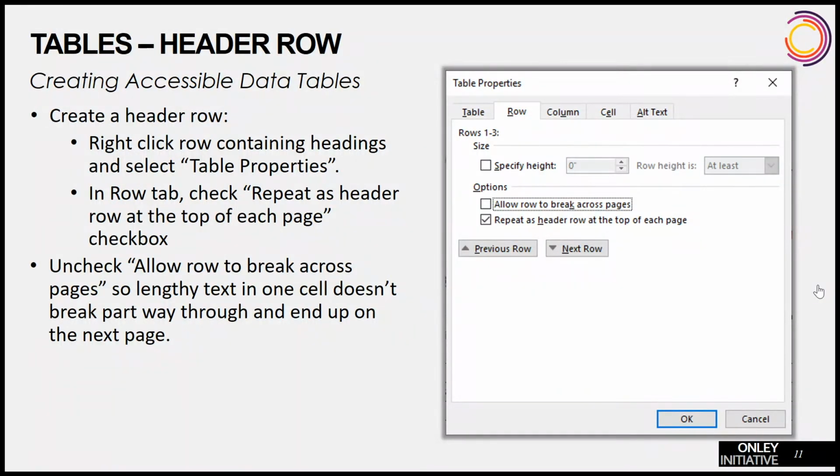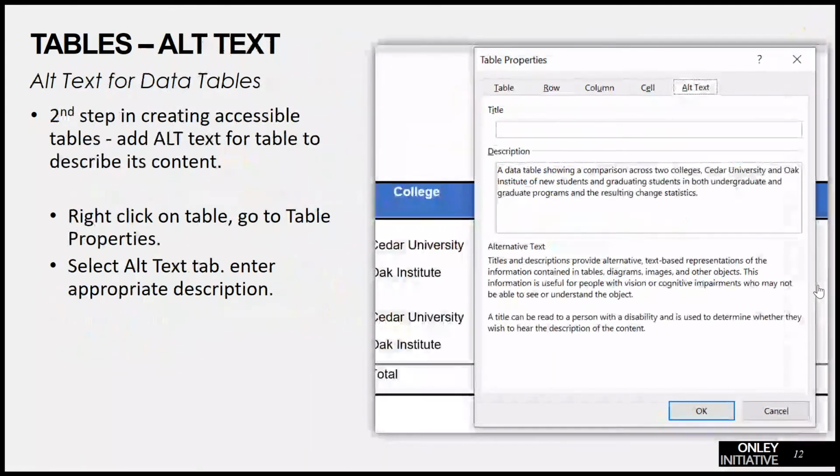Avoid as much as possible extending a table to another page, as screen readers will consider them as two separate tables, one per page. Creating accessible tables requires us to enter alt text for the table that describes what the data in this table represents, using clear and concise language. Right-click on the table and go to Table Properties. Select the Alt Text tab and enter the appropriate description.